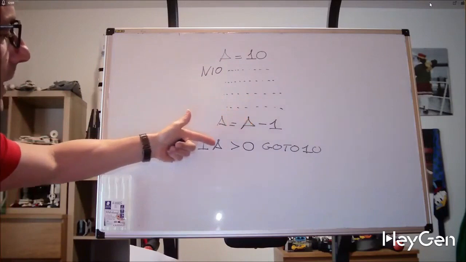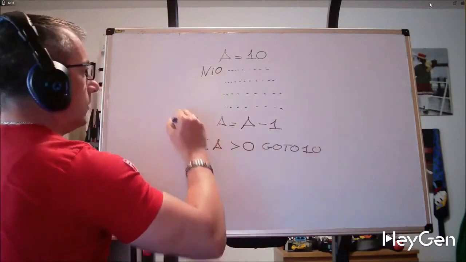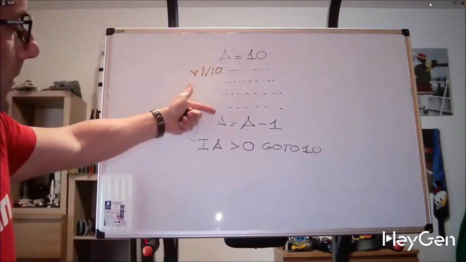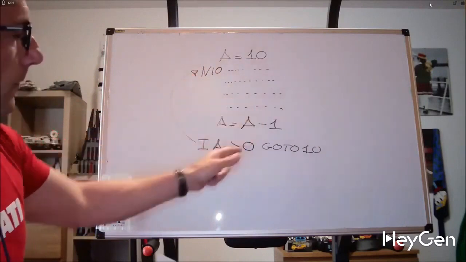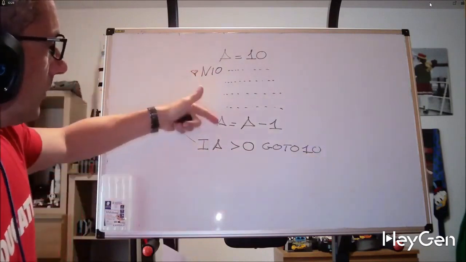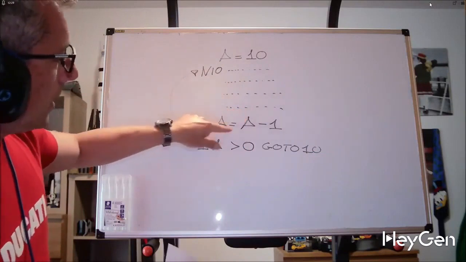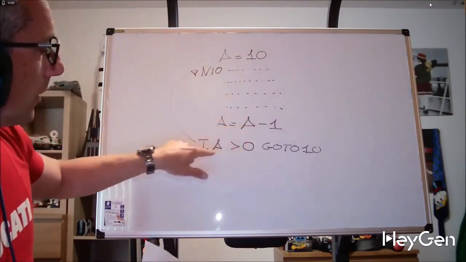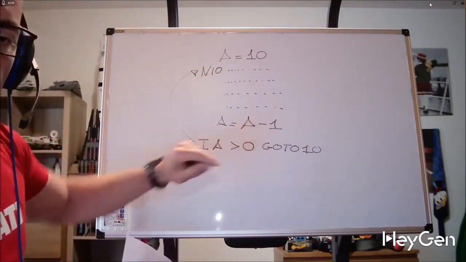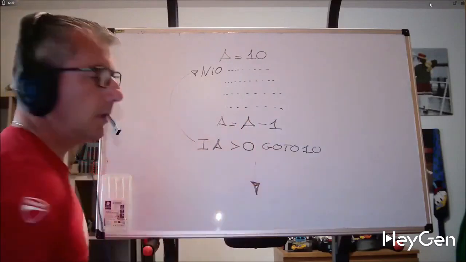If A is greater than 0, when I get here, I go back here. I run the program, which will be 9 will become 8. According to this request, I go back to 10. When A is equal to 1, A equals 1 minus 1, which is 0. No, it's not greater than 0, it's equal to 0. Perfect. At this point, I continue reading the program.